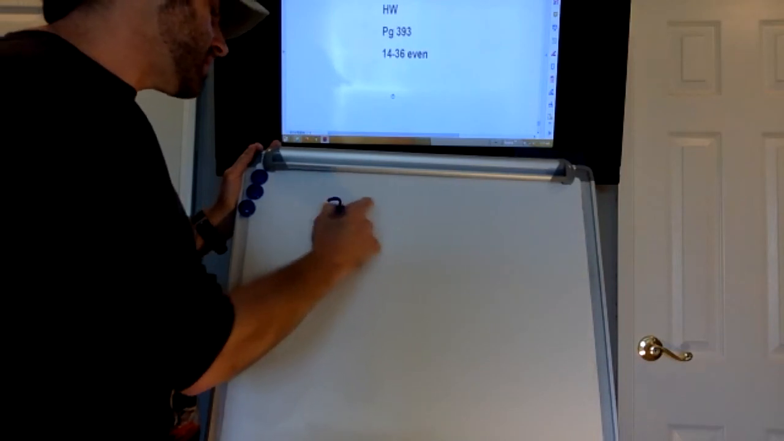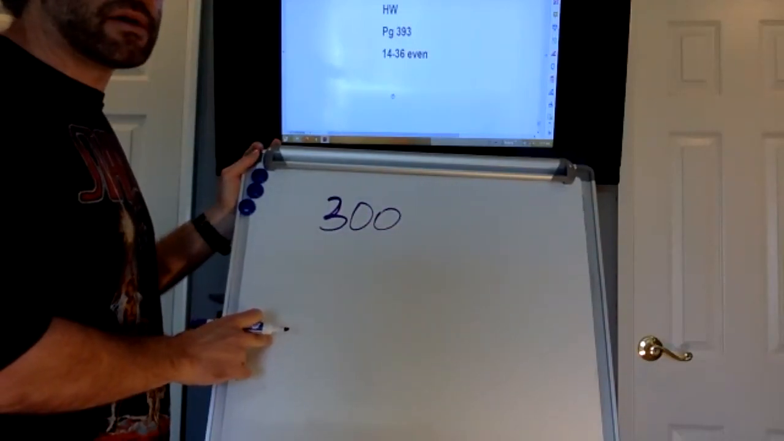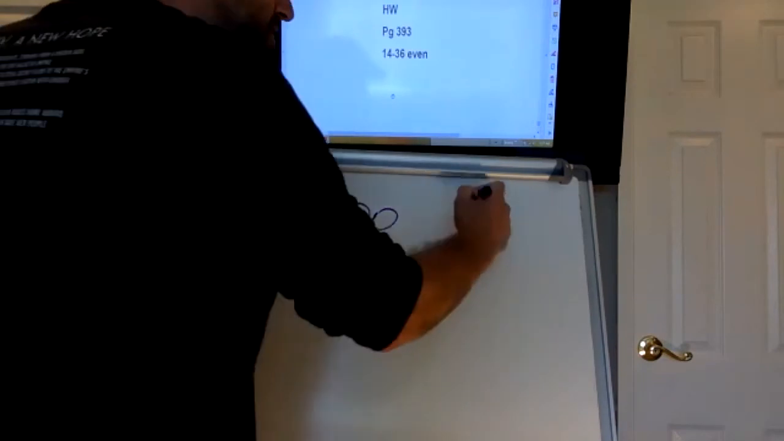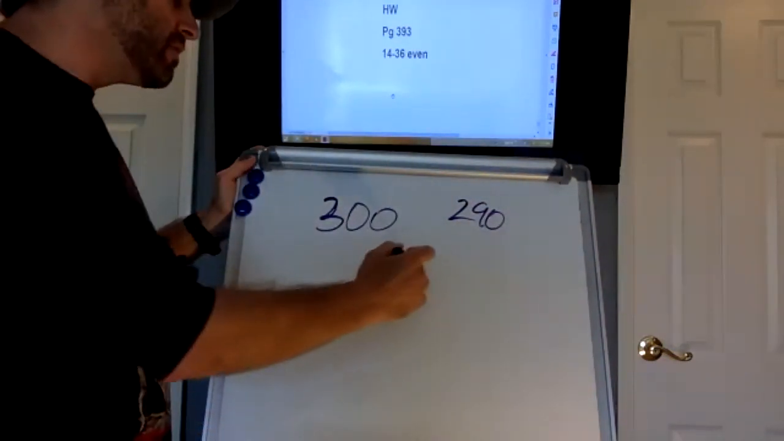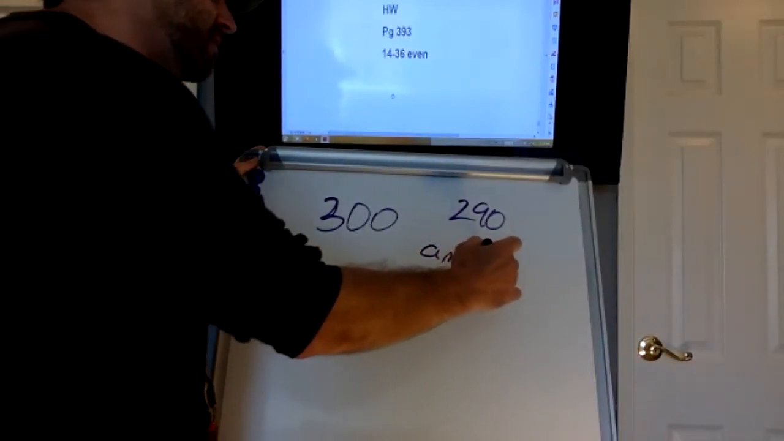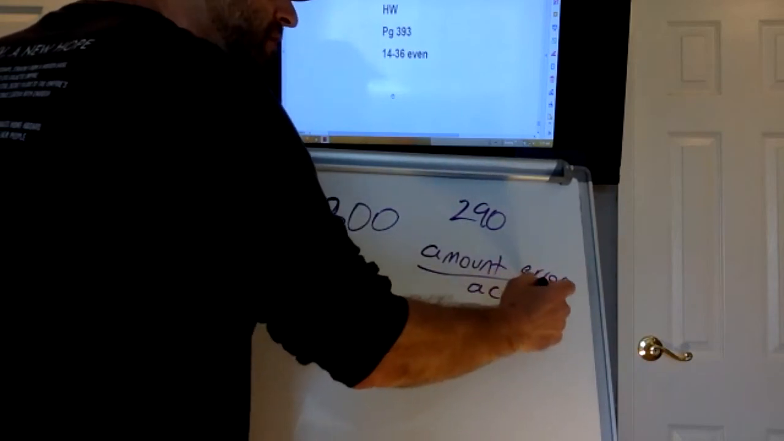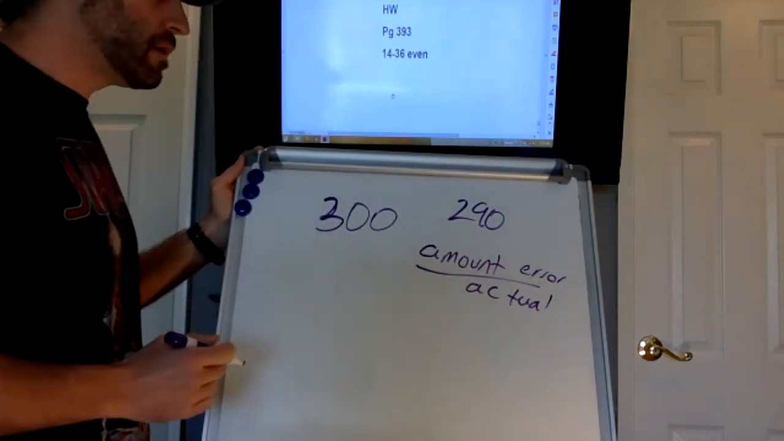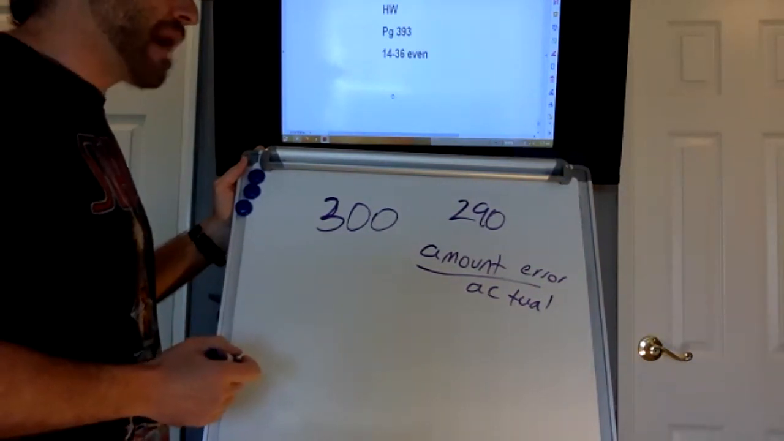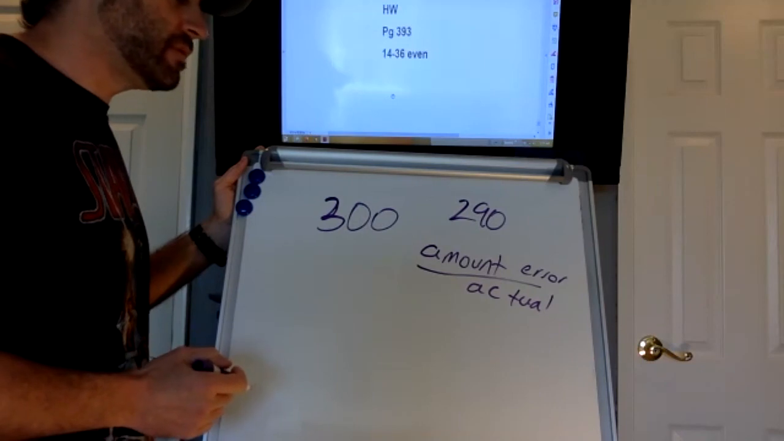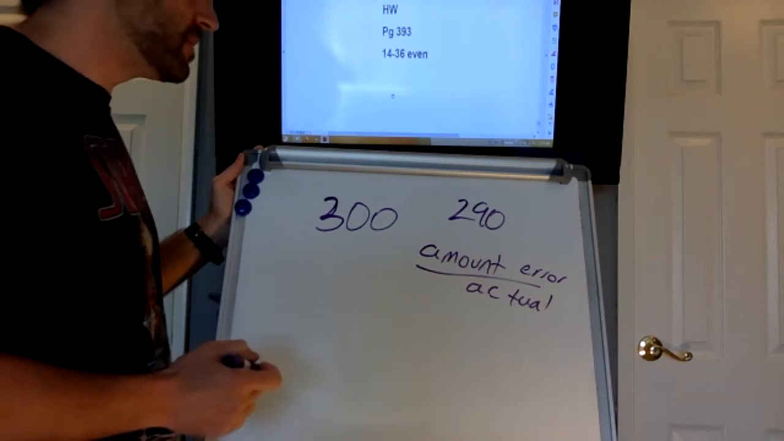Let's say you go with a round number. I think there are 300 Starburst in the jar. You come to find out that there were really only 290. Okay? What you want to do is find out the amount of error and divide by the actual number that it was supposed to be. So the percent error would be 10%? No. The amount of error would be 10. You're skipping all the way to the end without having to do any math. That's not what we want to do.